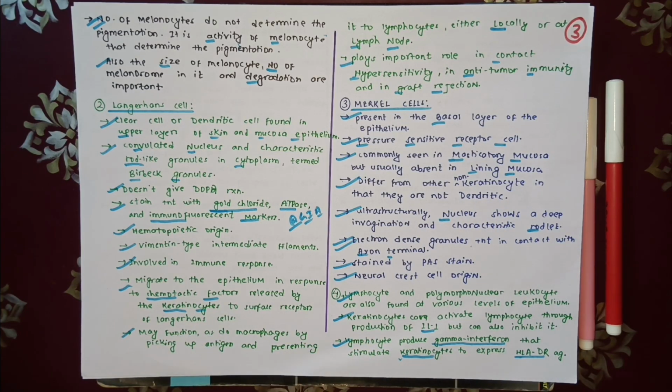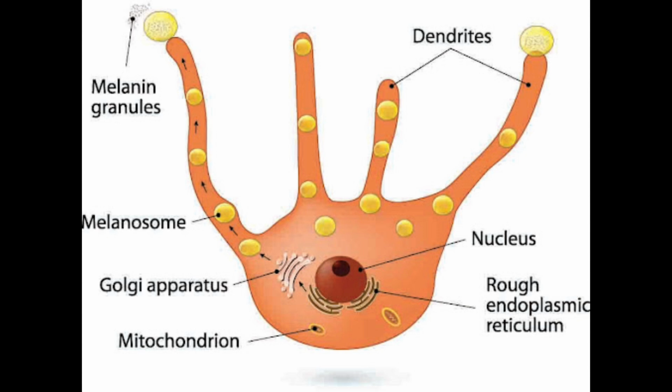Now I'll show you the pictures. In this first picture, we can see a melanocyte. We can see the dendrites, and from the dendrite we can see that yellow bowl-like structure. That is a melanosome, and it contains the melanin pigment inside it. The dendrites are discharging those melanosomes outside to the adjacent keratinocyte.